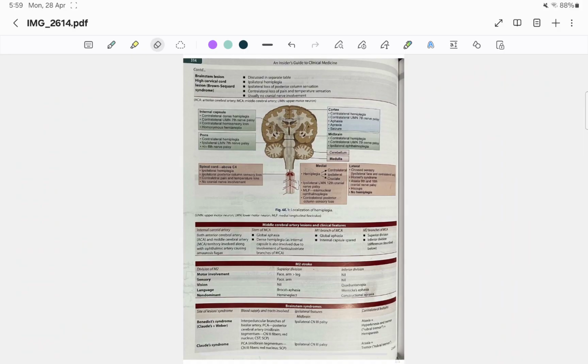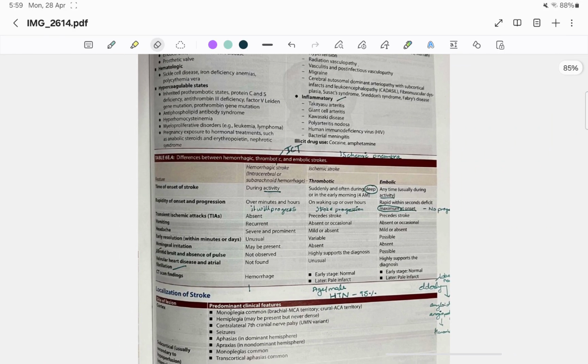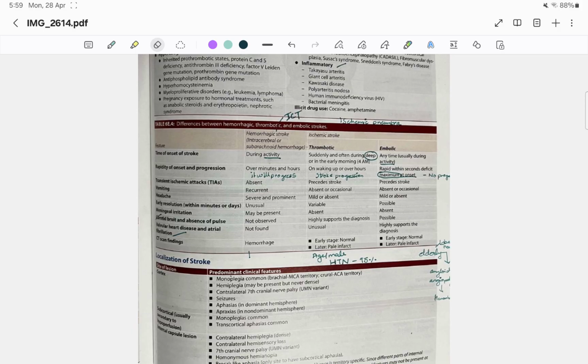Then we have how to localize a stroke. For example, from the history itself, we have to say whether this is thrombotic or embolic, because the examiner will ask you what stroke it can be. So we start with this. This is a very important topic in your case discussion. Whenever you are presenting a history, they will ask you about thrombotic stroke, when it will occur.